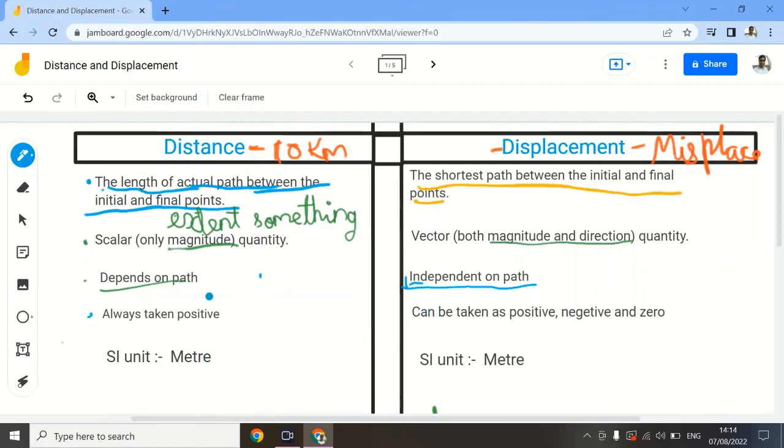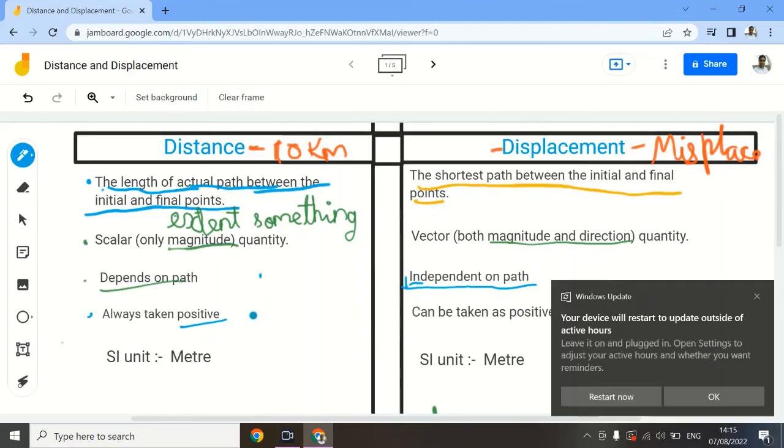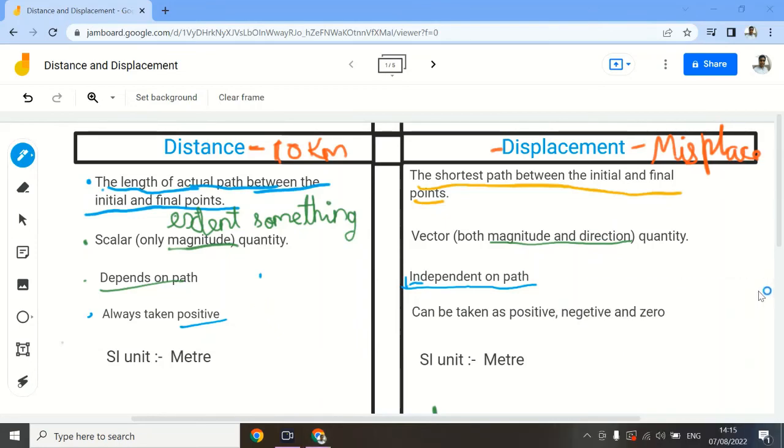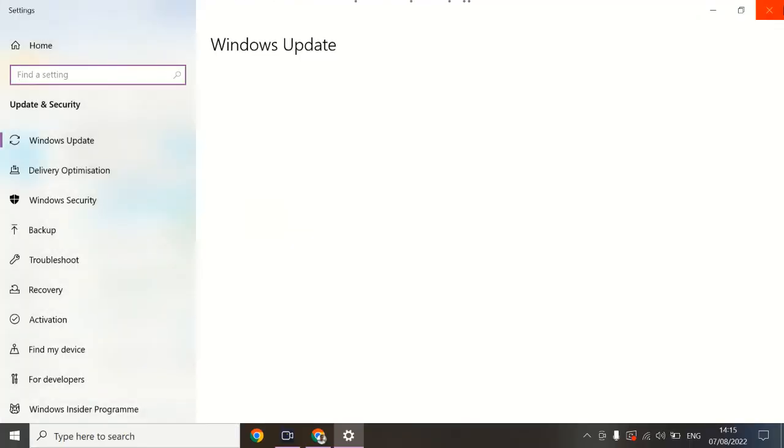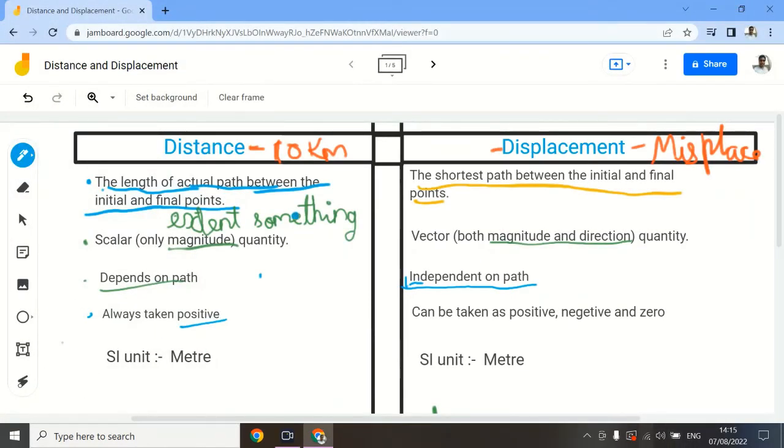Moving on to the next point, distance is always taken as positive. There is only positive distance. There is no negative distance, and it can't be 0 either. It can be 3 kilometer, positive 3 kilometer, but it can't be negative 3 kilometer or 0 kilometer. This is not right, this is right.